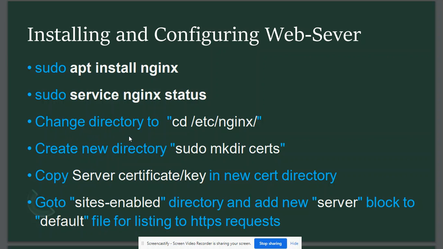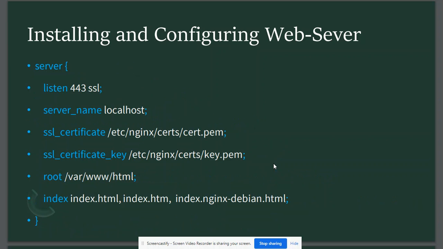So we need to go to the /etc/nginx directory, which contains the configuration files. The first thing we will do is create a certs directory there, and this is the directory in which we will copy the server certificate and key which have been signed by an external CA. And then the next thing we need to do is add a server block. Normally all the configuration for our nginx server is done using server blocks. So we will add a server block in our default file which will be listening for HTTPS requests.